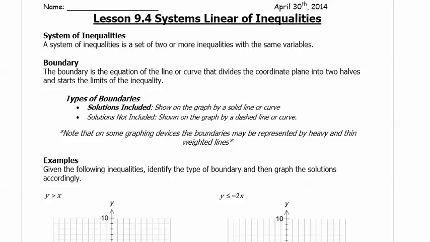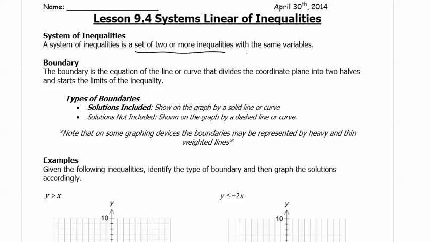Hi, and welcome to this video on systems of linear inequalities. Okay, well, we've talked about linear inequalities, so now we're going to talk about a system of linear inequalities. We also talked about a system of linear equations, and just like that, a system of linear inequalities means that you have two or more.